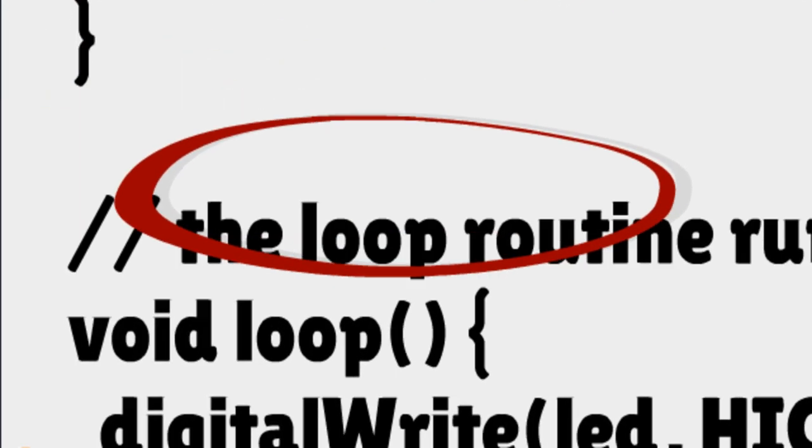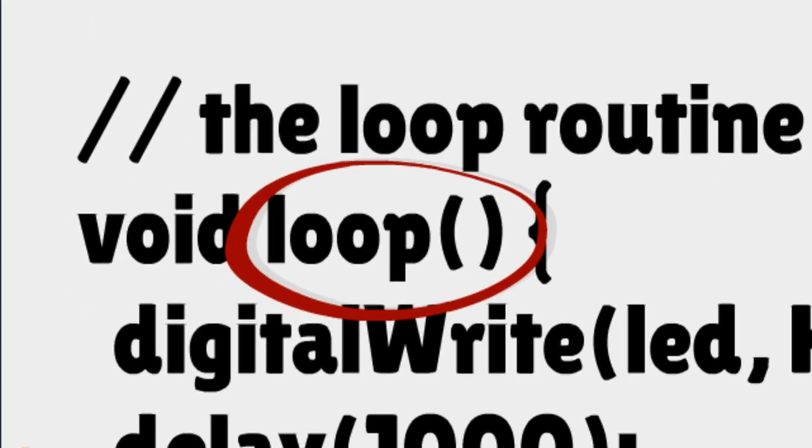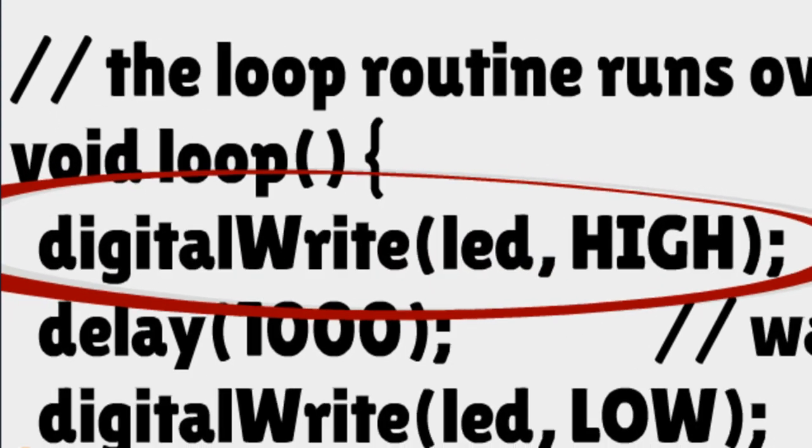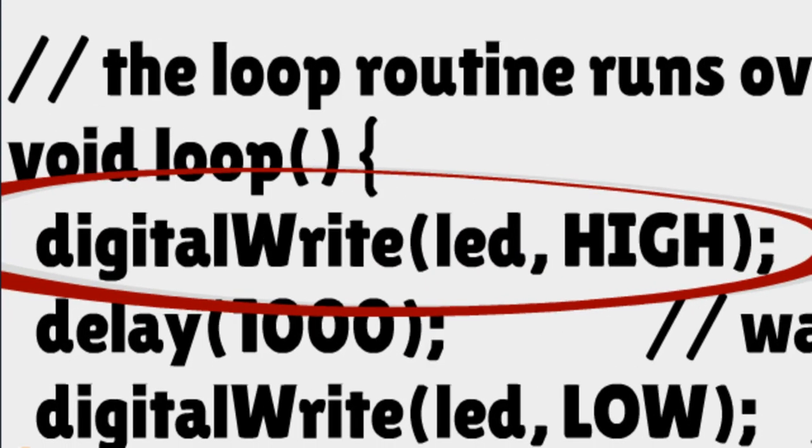Loop is where you specify the main behavior of your interactive device. It will be repeated over and over again until you switch the board off. digitalWrite(LED, HIGH). digitalWrite is able to turn on or off any pin that has been configured as an output.